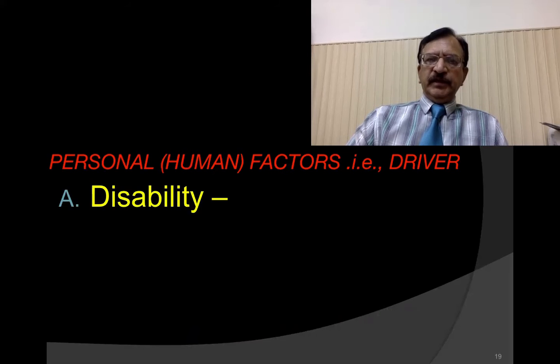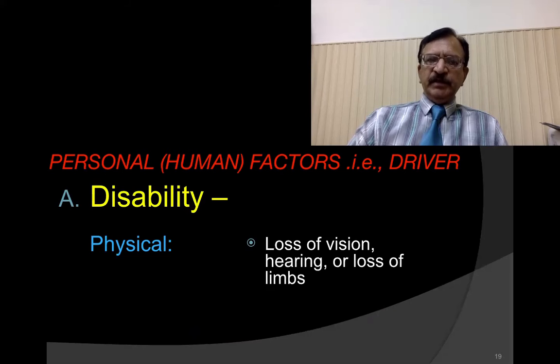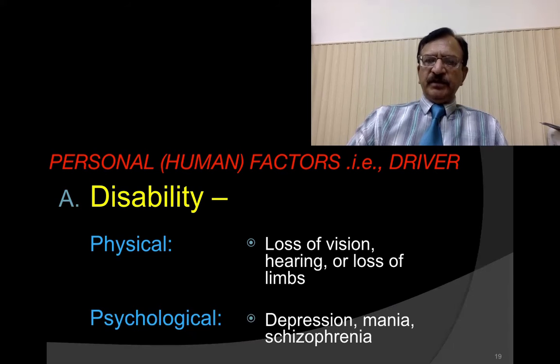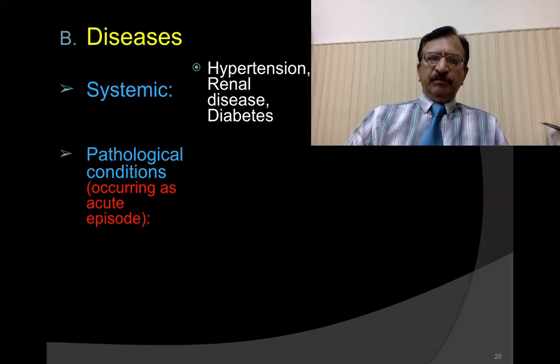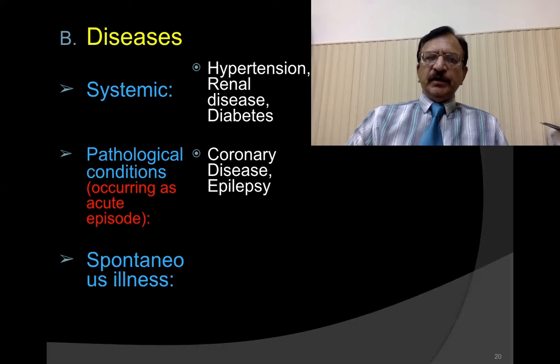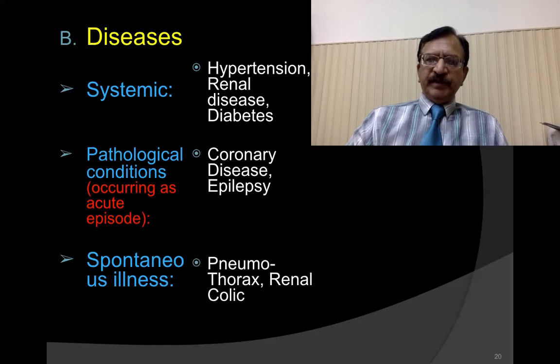And the personal factor within the person, there can be physical disability, loss of vision, loss of hearing, or loss of limb. And then psychological reasons, depression, mania, schizophrenia, because the medical fitness of the driver is the most important, especially in transportation and also in the personal vehicles. Then there can be systemic diseases like blood pressure, diabetes, kidney diseases, or the pathological condition which can occur as an acute attack, like coronary attack or epilepsy, or some spontaneous illness, that is pneumothorax or renal colic. So these are the factors which are within the driver.